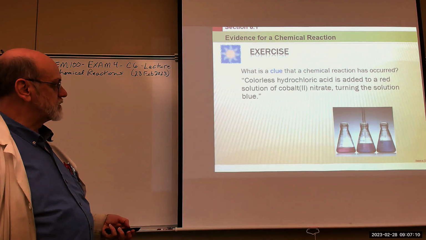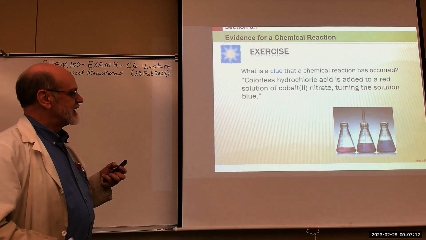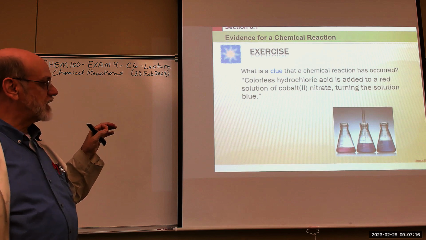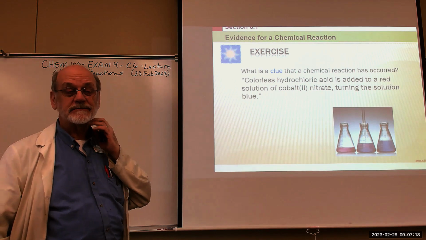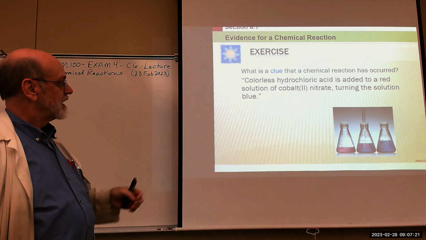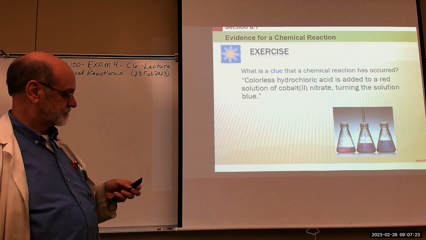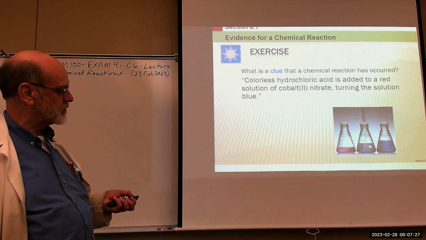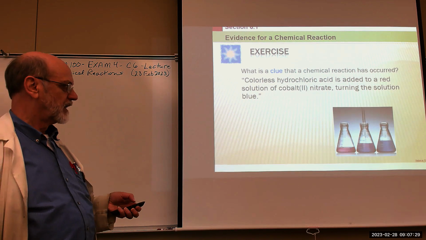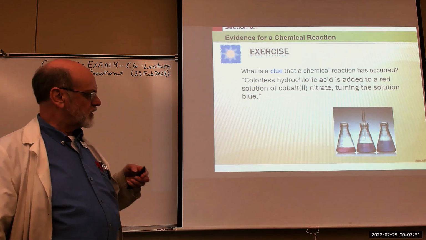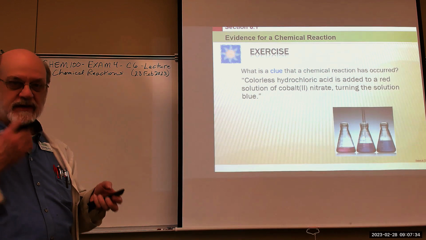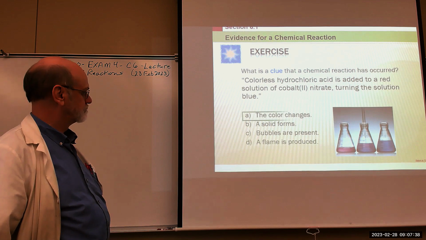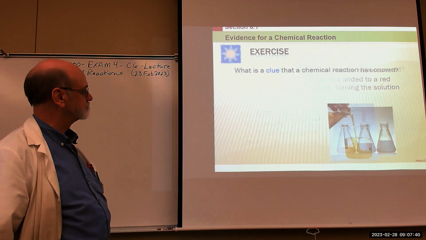Here we have color changes. Here hydrochloric acid is added to a solution of cobalt(II) nitrate, turning the solution blue. So I assume this is the cobalt(II) nitrate. Here we've added acid to it, and here's the finished product. So the blue color is evidence of a chemical reaction. Right, color change.